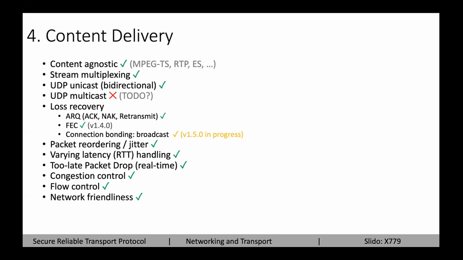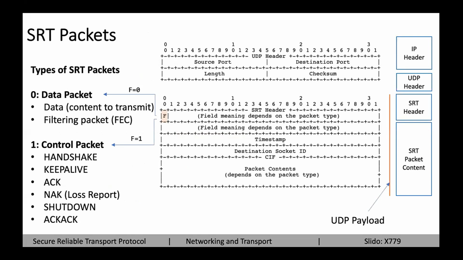Also, SRT is doing congestion control and flow control. It is network friendly, and of course, there is a lot of room for improvement. And again, SRT is flexible enough for this kind of improvements. To tell about content delivery in detail, I will start with SRT packets. SRT packets are transmitted in the payload of UDP datagrams.